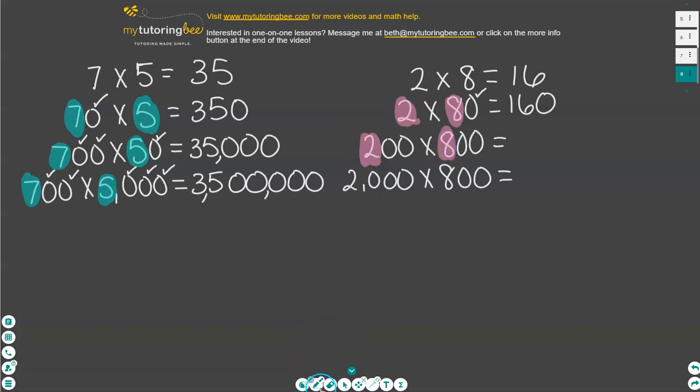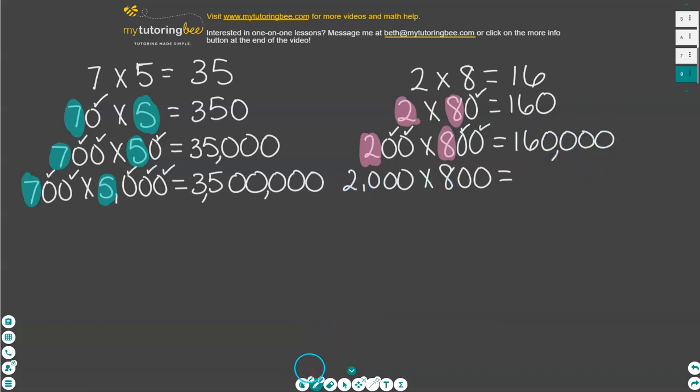Our method is still the same. We're going to focus on that 2 and the 8 first. So 2 times 8, we already know is 16. And then we've got 1, 2, 3, 4 zeros. And then I add in any commas needed.